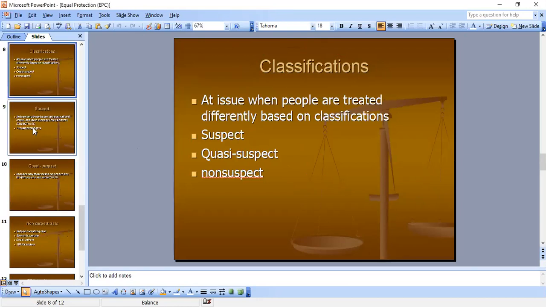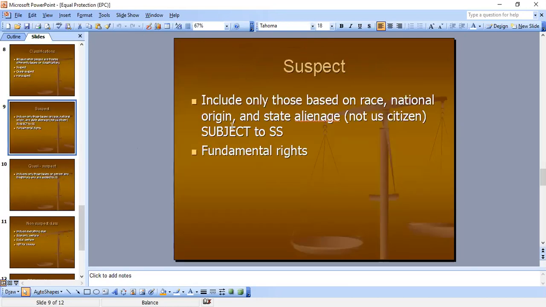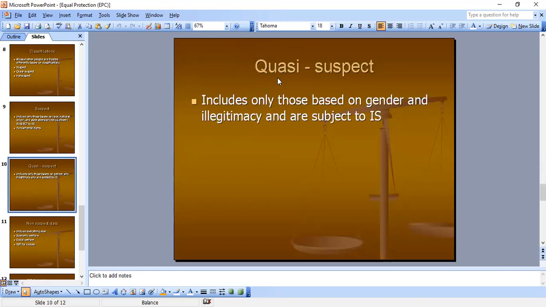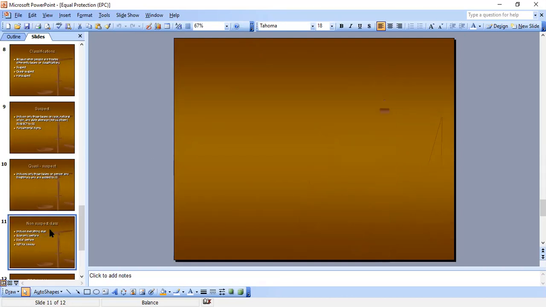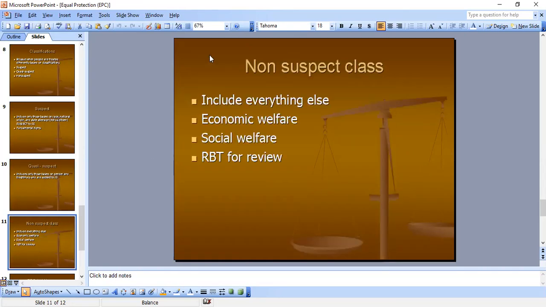So suspect class, let's go over it quickly. It includes only those based on race, national origin, and state alienage, just like we said before, not U.S. citizens. So they are subject to strict scrutiny and also fundamental rights if they're a suspect class. Quasi-suspect class, intermediate scrutiny, includes gender and illegitimacy. Non-suspect means everything else, economic welfare, social welfare. We're going to use the rational basis test for review for non-suspect class.